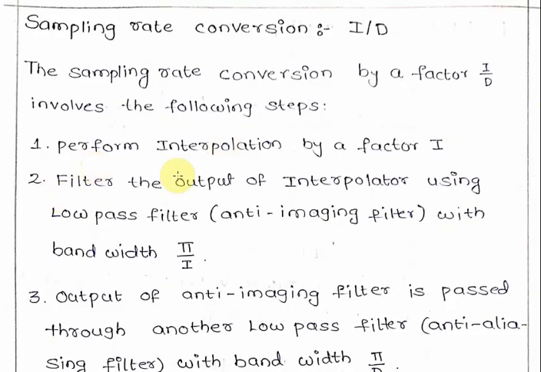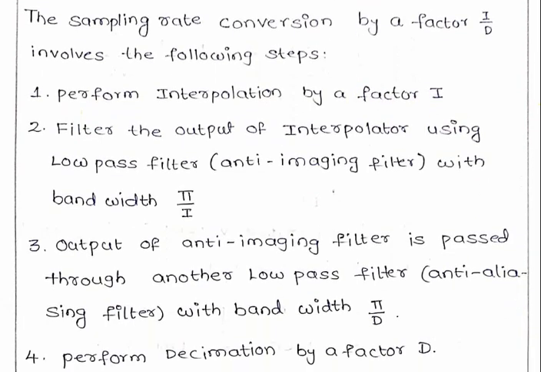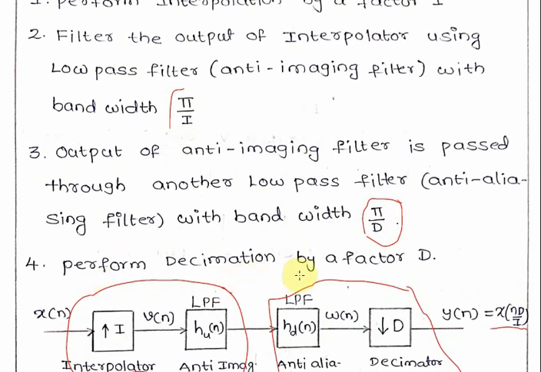These are the steps we need to follow. Perform the interpolation operation with a factor I. Filter the output of the interpolator using a low pass filter, that is the anti-imaging filter, with bandwidth pi by I. The output of the anti-imaging filter is passed through another low pass filter to avoid the aliasing effect, that is the anti-aliasing filter, with a bandwidth of pi by D. And at last perform the decimation operation by decimation factor D. So this is the explanation of sampling rate conversion by interpolation and decimation.